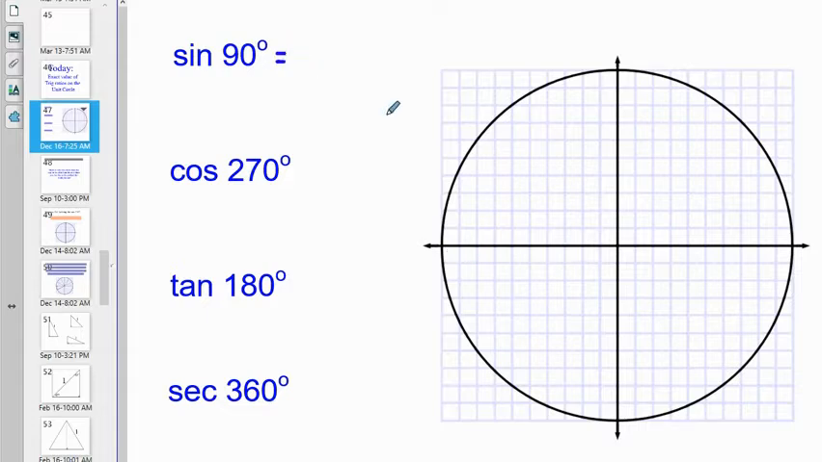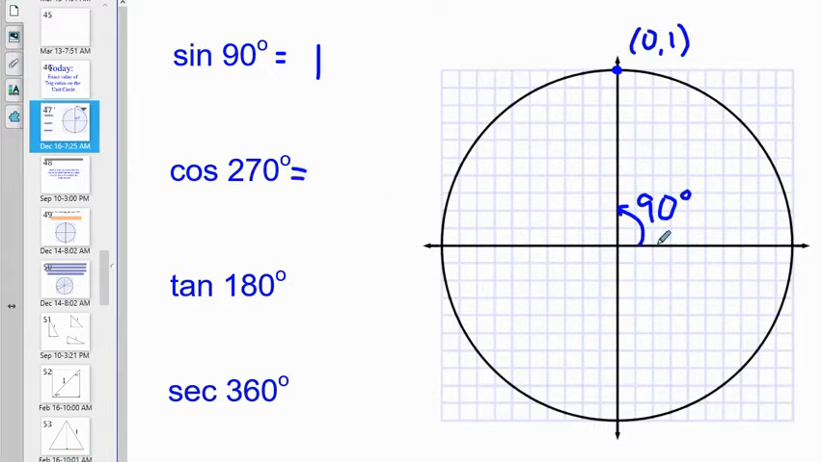Sine of 90 degrees, well, 90 degrees is a rotation from standard position pointing straight up. And at that 90-degree angle, the coordinates of that point are 0, 1. And since sine is the y value, sine is 1, plain and simple. Sine is the y value. Cosine of 90 degrees would be 0 because that's the x-coordinate.